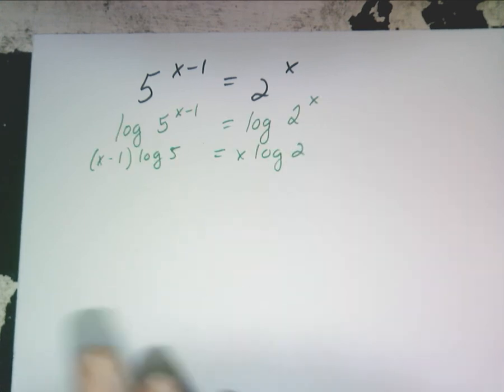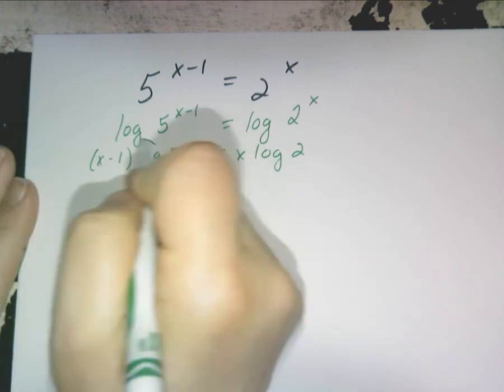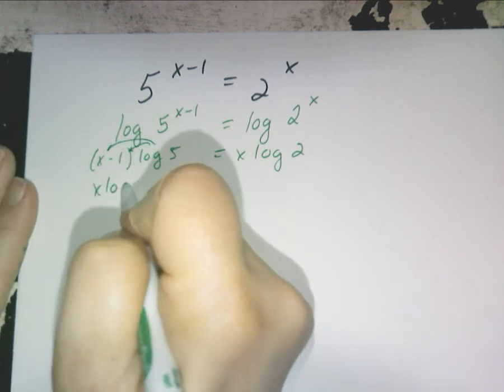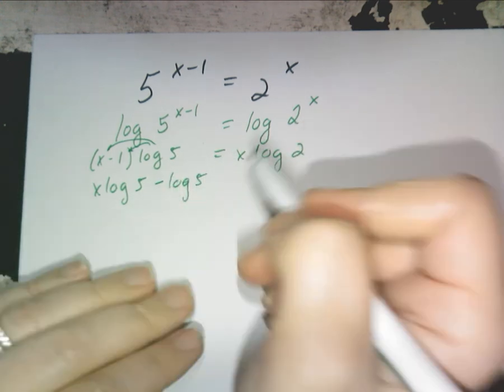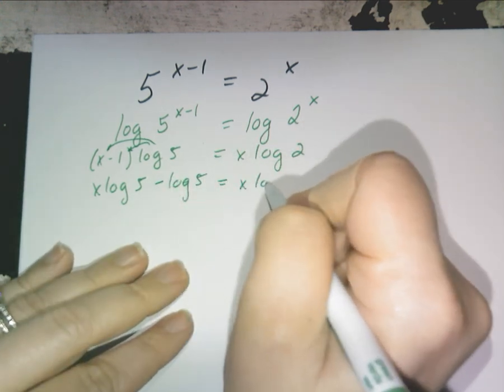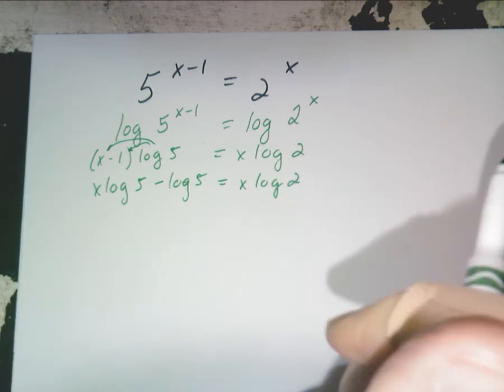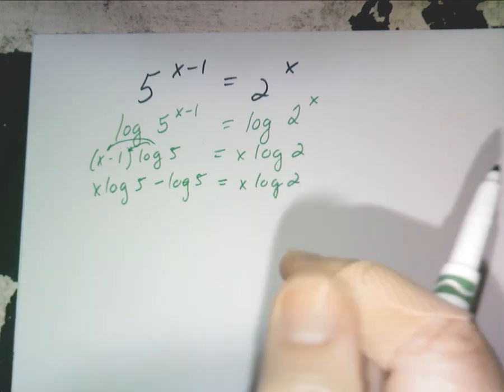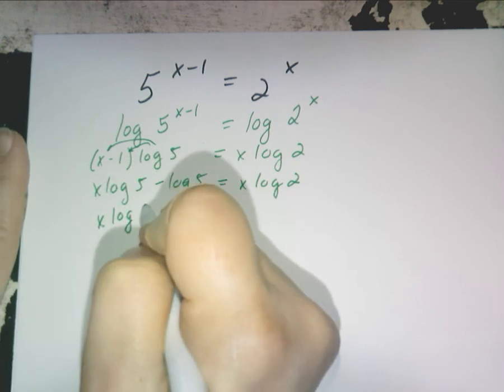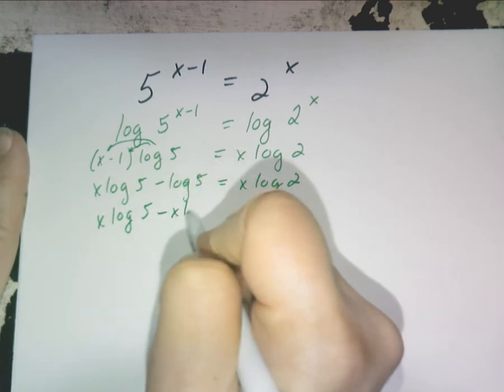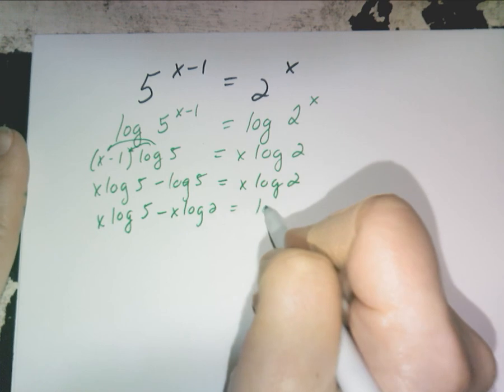You're a third of the way there. Then you distribute. X log 5 minus log 5. You could put a 1 there. It's okay, but it's unnecessary. Equals X log 2. If you got that far, again, you're on track right now. And then what did I do after that? Swap them. Add and subtract. So minus X log 2 equals a positive log 5.